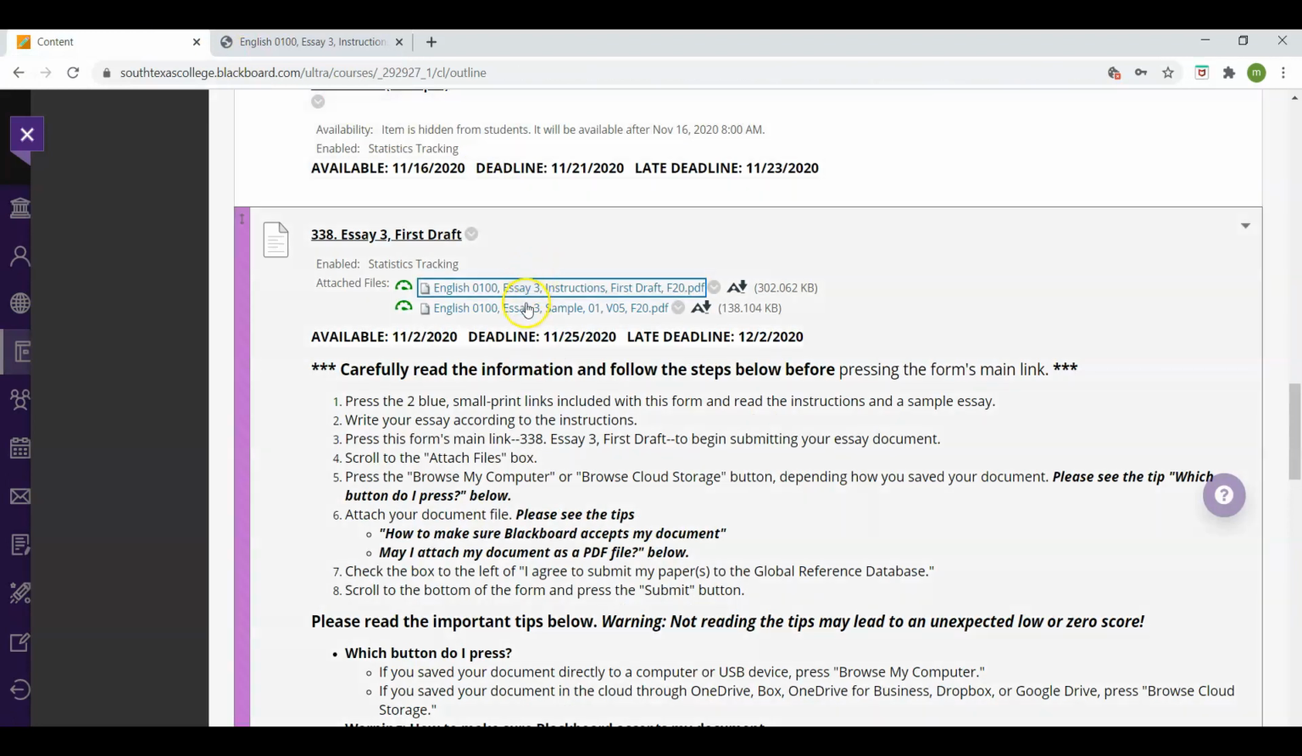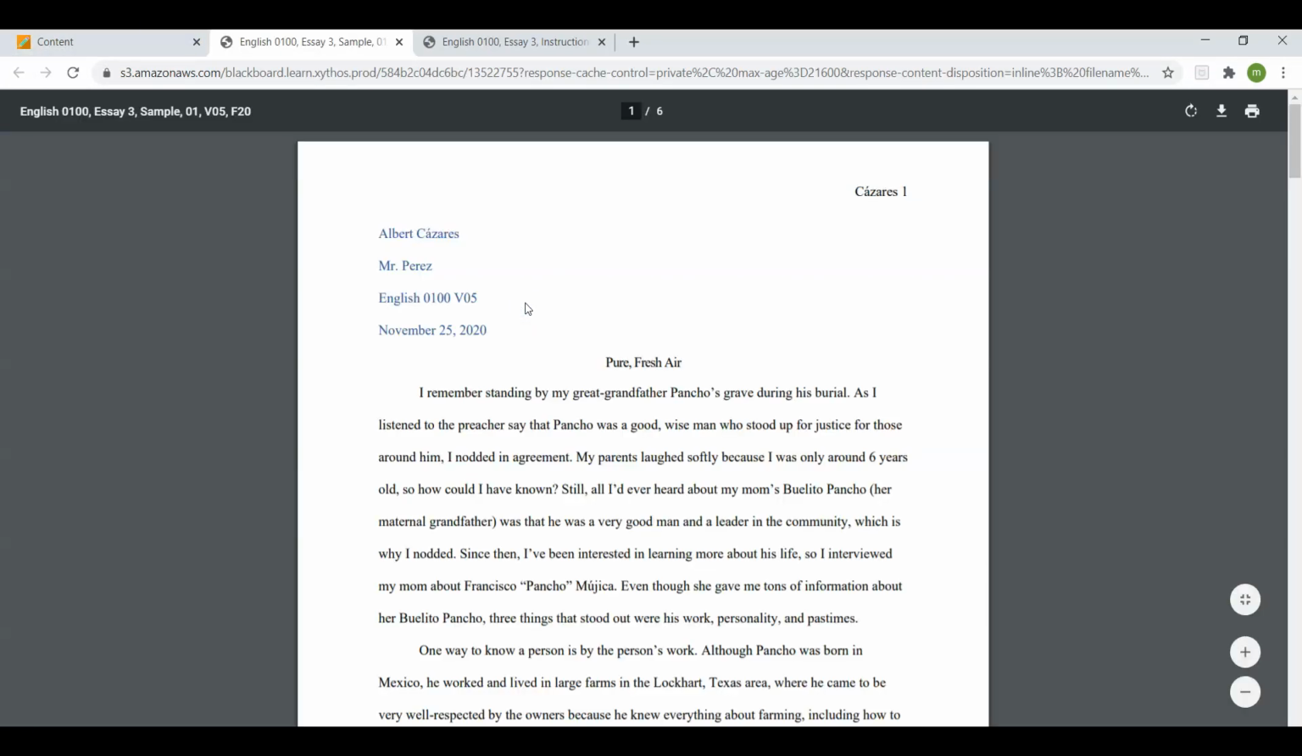And then also the sample. I want you to take a look at the sample, as we will be looking at this several times. It's really important that you understand that journal assignment 13 is basically the middle of this essay. It's a big chunk of the essay, but it's just the middle.